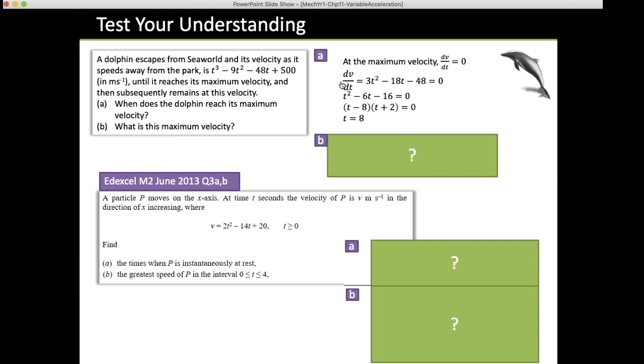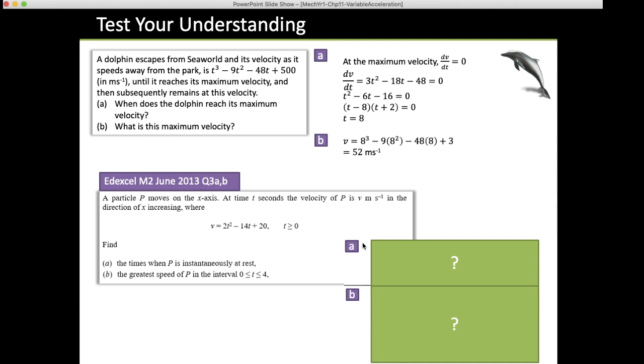So for this one here, we have the maximum velocity when the acceleration is equal to 0. So dv by dt is equal to 0. So we differentiate that first. We set it equal to 0 and solve to get t is equal to 8. We do get t is equal to minus 2 as well. However, that's not going to work. And what is the maximum velocity? Well, now we've got to sub that back into the velocity, which is this one here. So we sub that back in, and we're going to get it at 52.